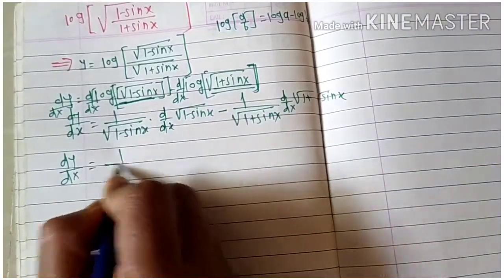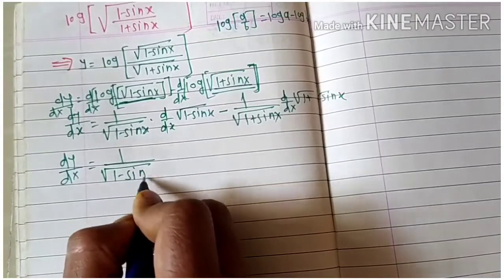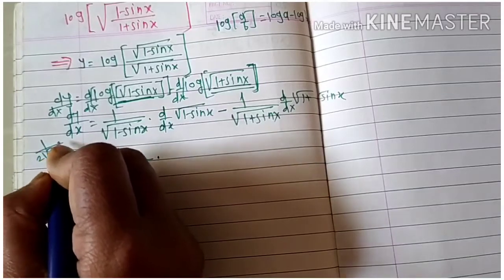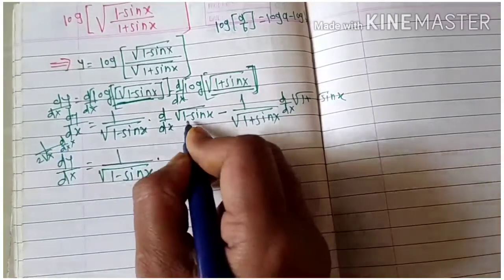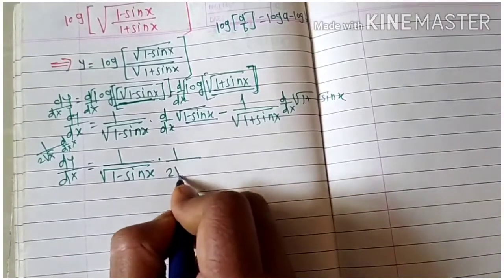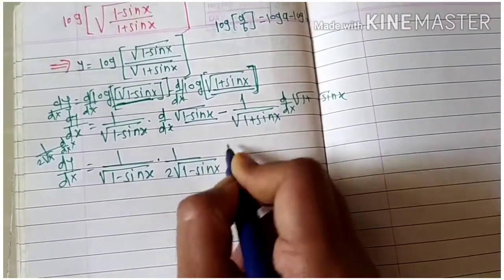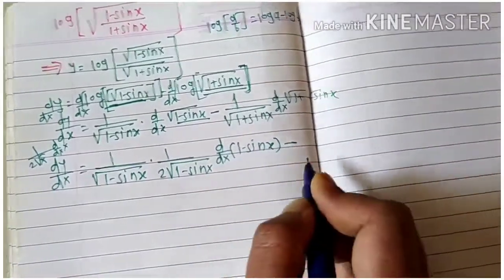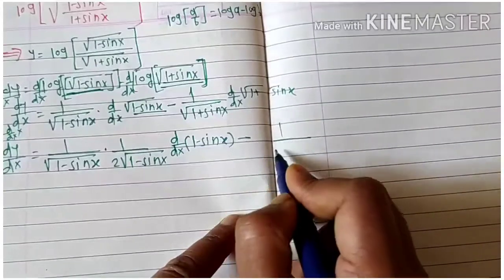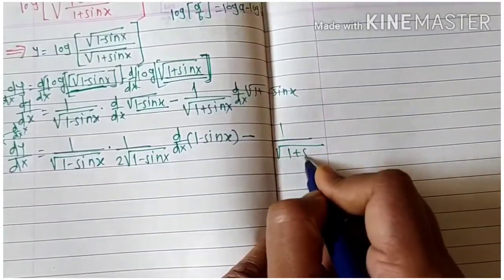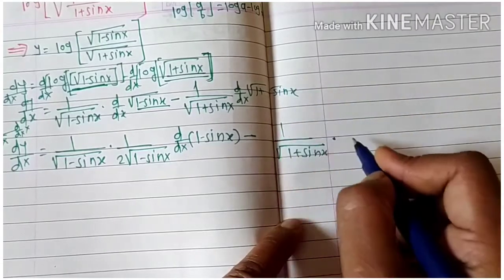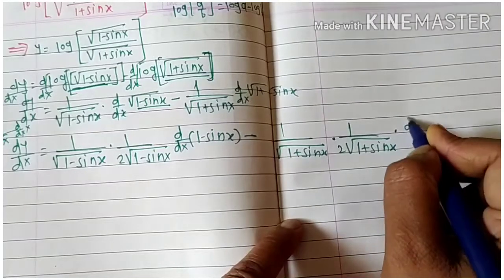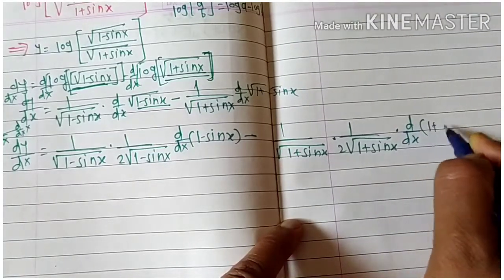Then dy by dx is equal to 1 upon square root of this 1 minus sin x into the derivative of root x, which is 1 upon 2 into root x into the derivative of the inside term. The inside term is 1 minus sin x, so 1 upon 2 into root of 1 minus sin x into the derivative of this 1 minus sin x term. Minus, second, here 1 upon the square root of 1 plus sin x into again the derivative of the root term, 1 upon 2 into root of 1 plus sin x into the derivative of the inside term, that is 1 plus sin x.